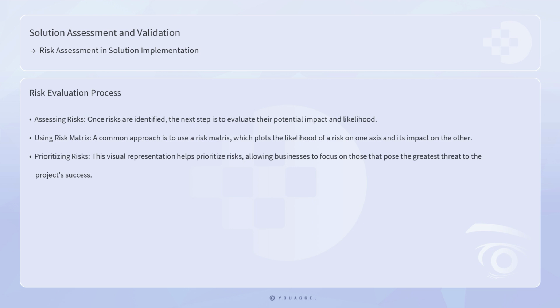Once risks are identified, the next step is to evaluate their potential impact and likelihood. This involves assessing the severity of each risk and the probability of its occurrence. A common approach is to use a risk matrix, which plots the likelihood of a risk on one axis and its impact on the other. This visual representation helps prioritize risks, allowing businesses to focus on those that pose the greatest threat to the project's success. For instance, a risk with a high impact and high likelihood would be a top priority, while a low-impact, low-likelihood risk might be monitored but not actively mitigated.